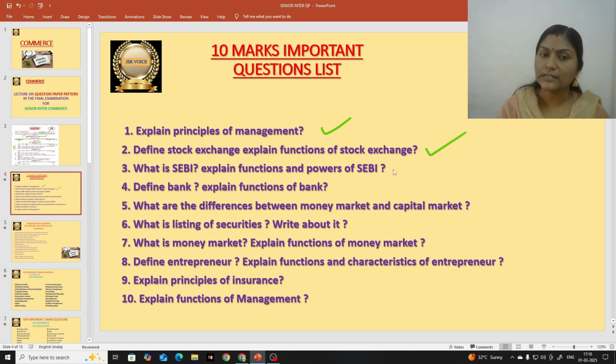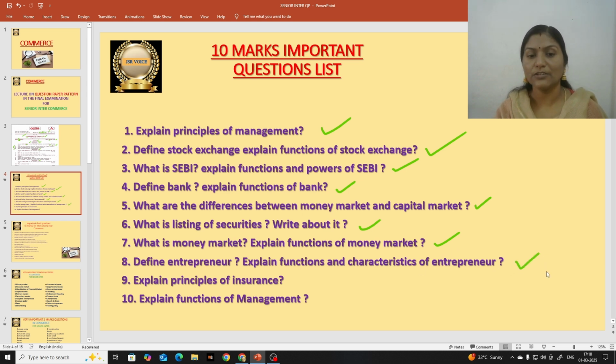What is SEBI, and explain functions and powers of SEBI. Define bank. Bank and commercial bank are both the same. Explain functions of bank or commercial bank. They may give it in any way, both are the same. You can attempt the same answer. And next, what are the differences between money market and capital market? Next one, what is listing of securities? Write about listing. Next, what is money market? Explain functions of money market.